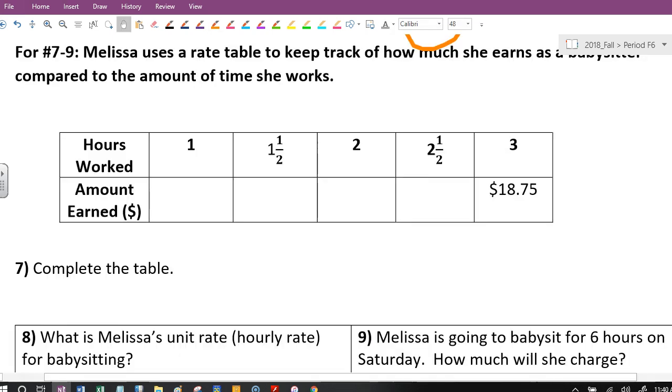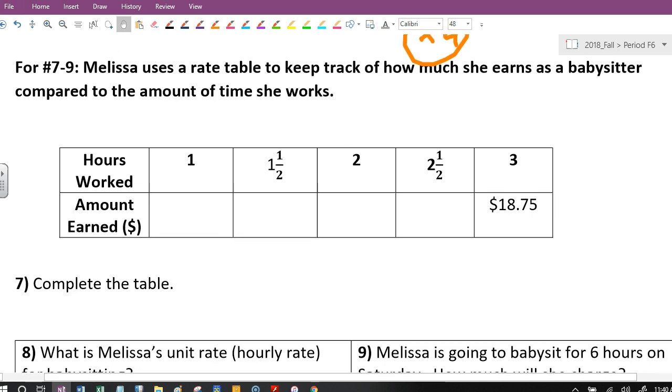Melissa uses a rate table to keep track of how much she earns compared to the time she works. So this person here, in 3 hours, worked that much. So what would you do to solve this, to fill in the table?